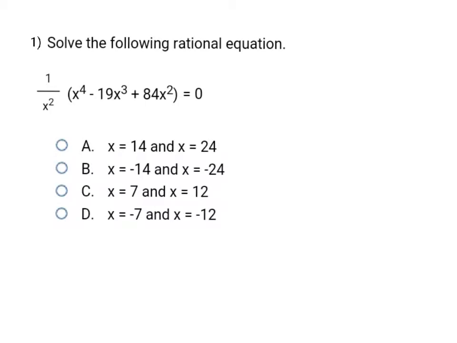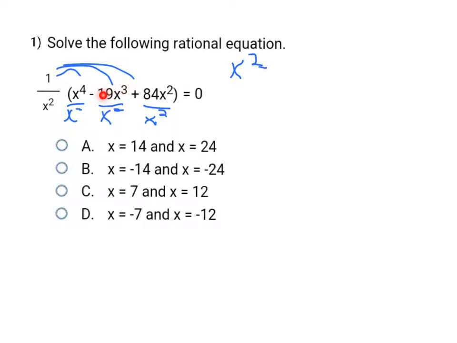This problem here is asking us to solve this rational equation. So I'm going to follow my typical solving equation steps. The first thing I'm going to do is remove the parentheses by distributing. When I distribute, it's placing an x squared underneath each one of these terms. And so here, x to the fourth over x to the second is going to reduce to x to the second.